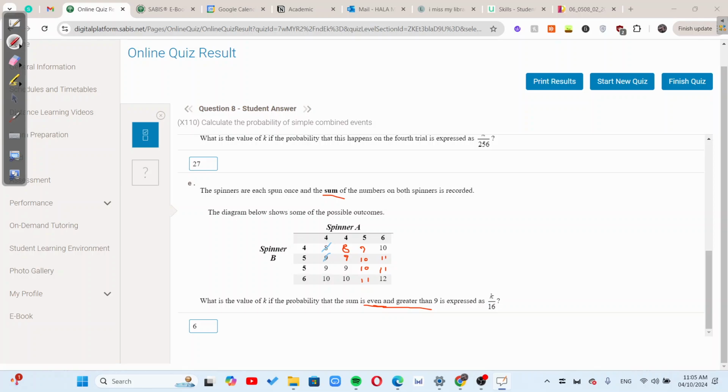So it cannot be 8, cannot be 9, could be 10. Cannot be 9, because 9 isn't less than 9. They didn't say greater than or equal to 9. Now you're left with all the things it could be that are greater than 9. Now you need to make sure they're even. So let's go back to our numbers and check. 10 is even, 10 is even, 10 is even, 10 is even, 11, not even, 11, not even, 11, not even.